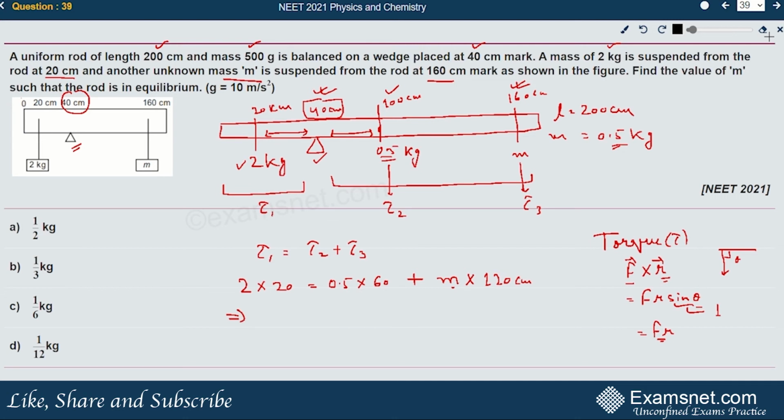Now we'll solve this. 2 into 20 will be 40, 0.5 into 60 will be 30 and this will be equal to 120 m. Okay. So 40 minus 30 will be 10, that will be equal to 120 m. So what will be the value of m? It will be equal to 10 divided by 120, that means it will be equal to 1 by 12 kg. Okay. So out of the given options, option D will be the correct answer here.